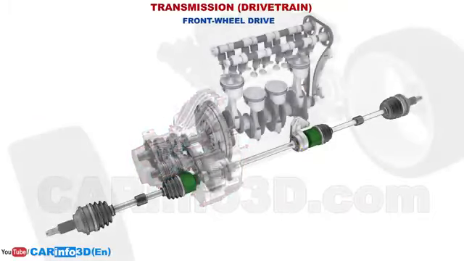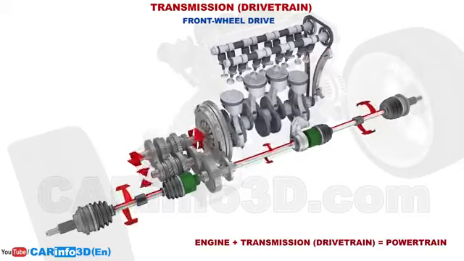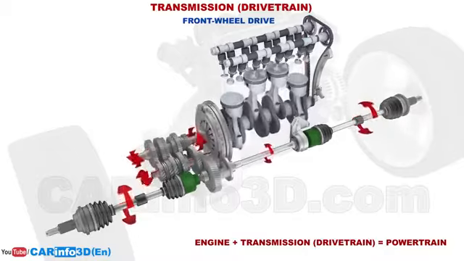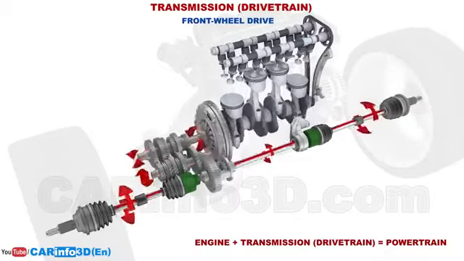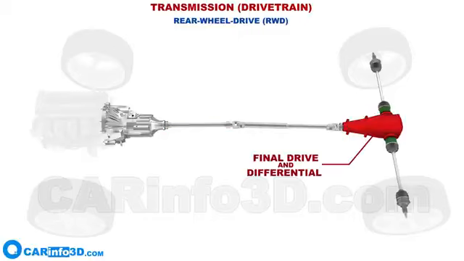Now we can see how the engine and the transmission interact. The combination of the engine and the transmission system is called the powertrain. Rear-wheel drive is another type of wheel drive. Such transmissions also include a propeller shaft. The final drive and differential are located on the drive axle, outside the gearbox housing.